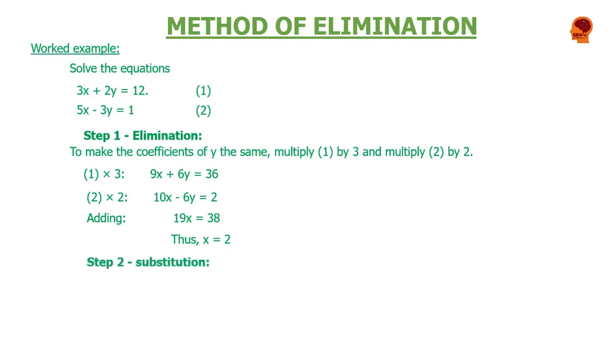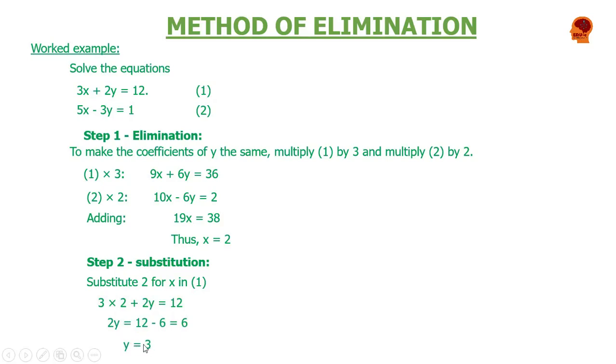Now we're going to substitution. We want to substitute x, which is equal to 2, in equation 1. Don't forget, our equation 1 is 3x plus 2y equals 12. Anywhere we see x we put 2. So 3 times 2 plus 2y equals 12, and then we have 6 plus 2y equals 12. So 2y equals 12 minus 6, and that gives me 6. So I have my y equals 3.